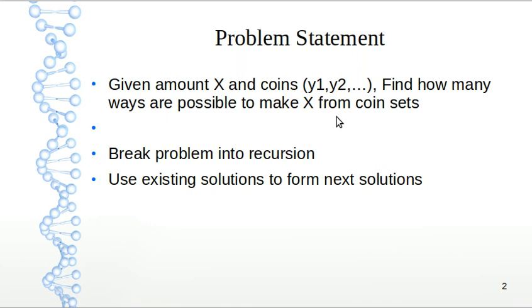And this problem of coin change is basically stated as: you're given an amount x and a coin set y1, y2, yn. How many ways are there to make x from these coin sets? And these are unique ways, not permutations, but unique combinations of these coins, and assuming you have an infinite supply of coins, obviously.